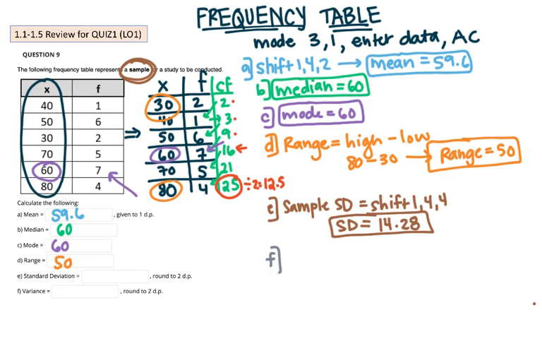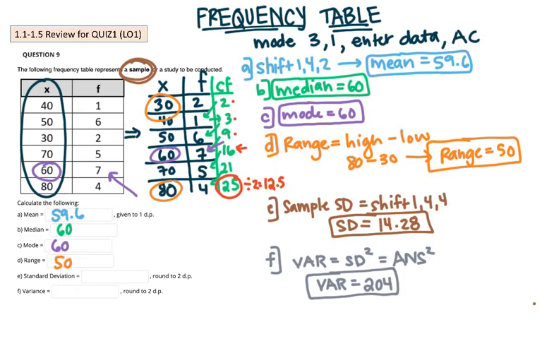And the variance is just equal to the standard deviation squared, so I'll just type in my calculator answer squared, and I get that the variance is 204 exactly.